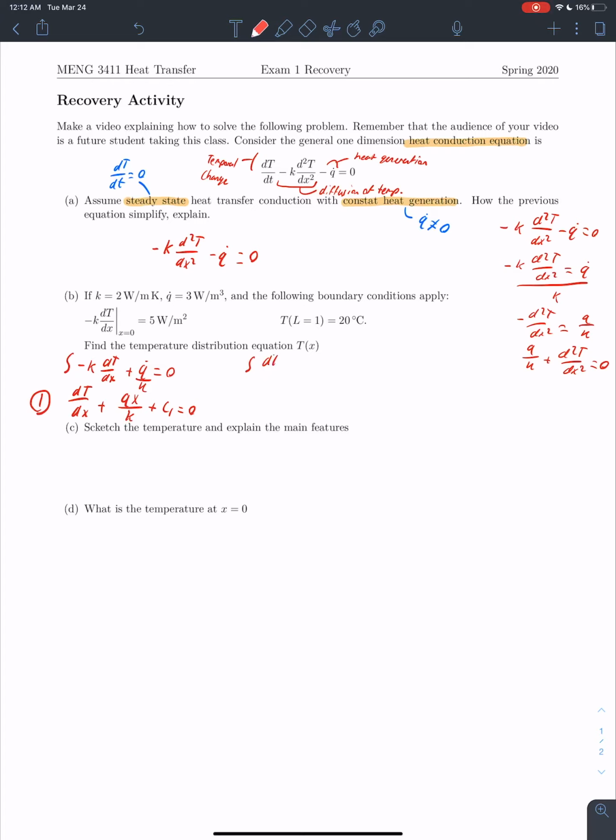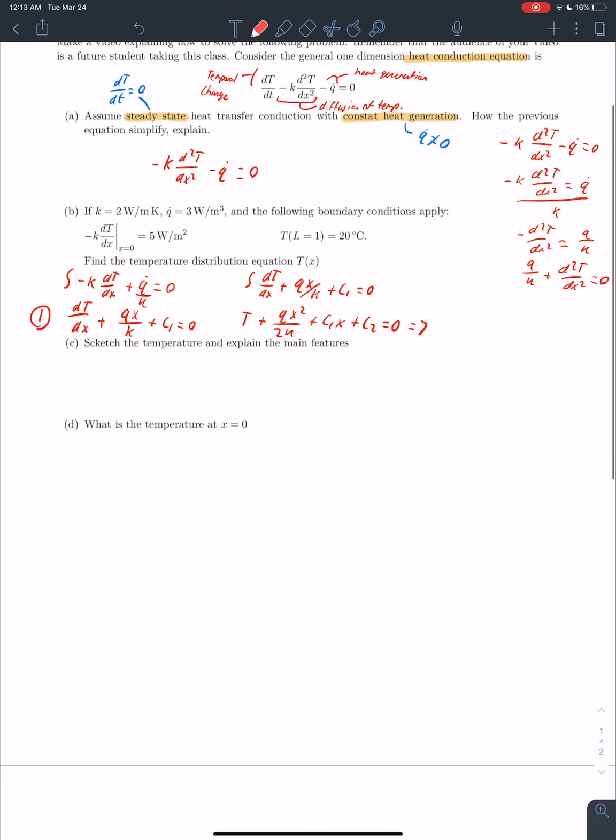So now to integrate it a second time, we'll just show it here. The second integration yields T plus qx squared, divided by 2 times k, plus c1 times x, plus a new constant term, equal to 0. And if you simplify that down, T is equal to negative qx squared over 2k, where k is your thermal conductivity, minus c1x minus c2.